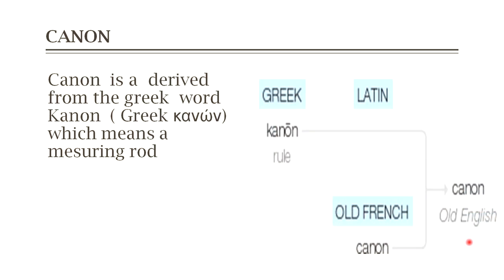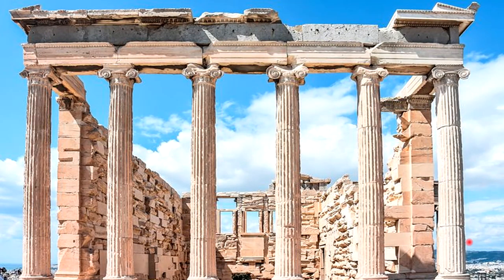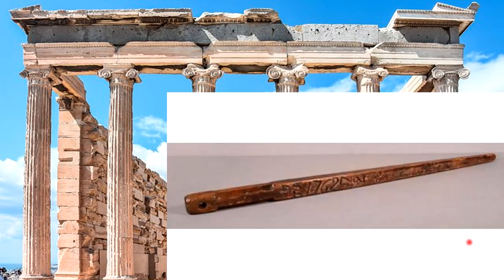Literary canon is derived from canon, which is a Greek word. It means a measuring rod. The ancient Greeks used the canon to measure their constructions, to level and straighten them. This is the picture of a canon.